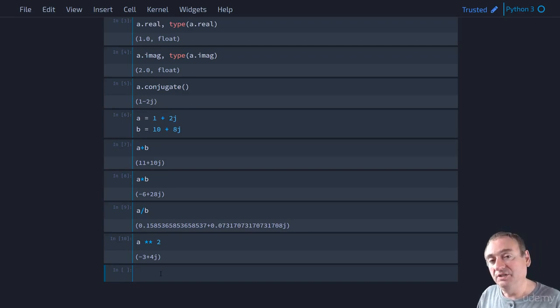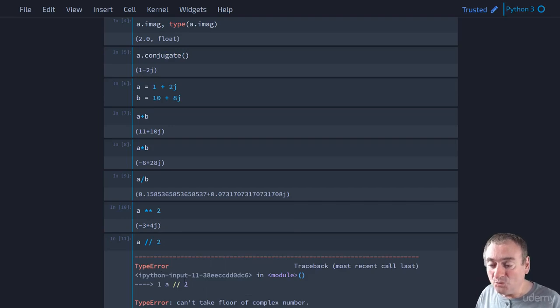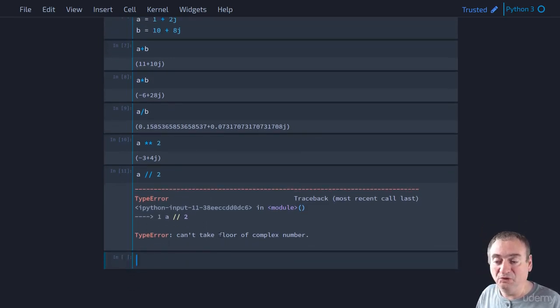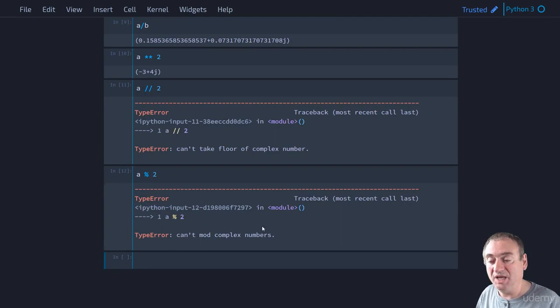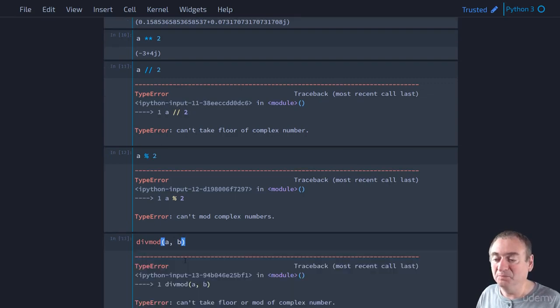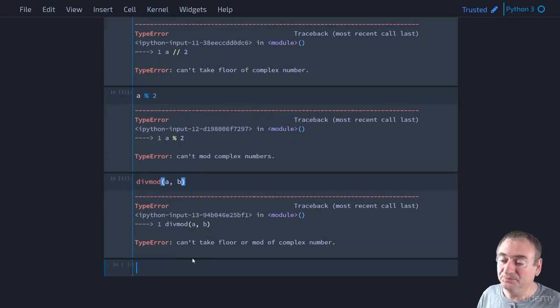Now, the ones that don't work are the div and mod operators. They are not defined for complex numbers. So if I try and say A div 2, we get this error here. It can't take the floor of a complex number. What does that have to do with the div? Well, remember when we looked at how the div operator was defined for floats, it was a floor division. And essentially that's what's happening here. So that doesn't work. And of course, neither will mod. That doesn't work either. So we can't mod complex numbers. And of course, the divmod function isn't going to work either since, well, we can't have div or mod. They're not implemented.